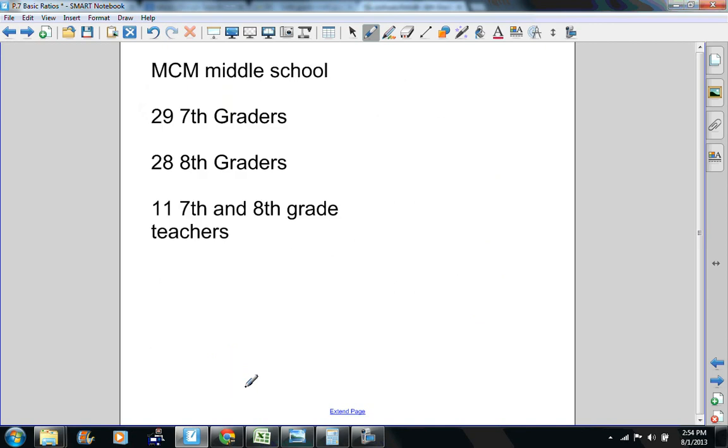Here we have the MCM Middle School. I think this is actually a couple years ago, where we had 29 8th graders, 29 7th graders, 28 8th graders, and then 11 7th and 8th grade teachers combined. I think that's changed a little bit. But for the sake of argument, if we wanted to do teachers to 8th graders, that would be 11/28. Teachers to 8th graders. If we wanted to do 7th graders to teachers, that would be 29/11.